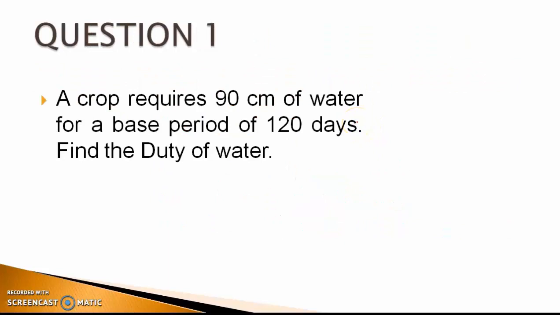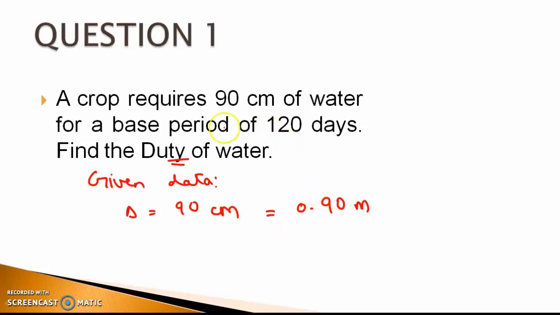Let us look at the first example. A crop requires 90 cm of water for a base period of 120 days. Find the duty of water. Here we need to find the duty of water. Let us look at the given data. First we are given delta, which is 90 centimeter. We'll convert this 90 centimeter into meters. So we'll get this as 0.90 meter. Next, we are given the base period. Here B is equal to 120 days. And we need to find the duty of water.